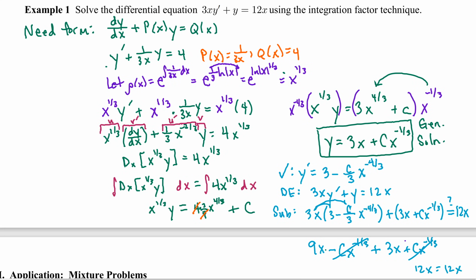So that is the method of an integrating factor. Remember, at this point now, you have 3 methods for solving differential equations.